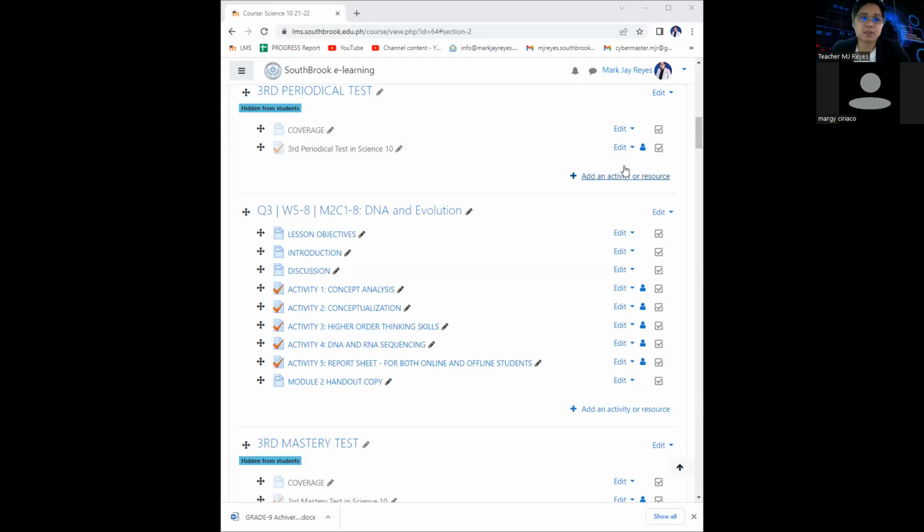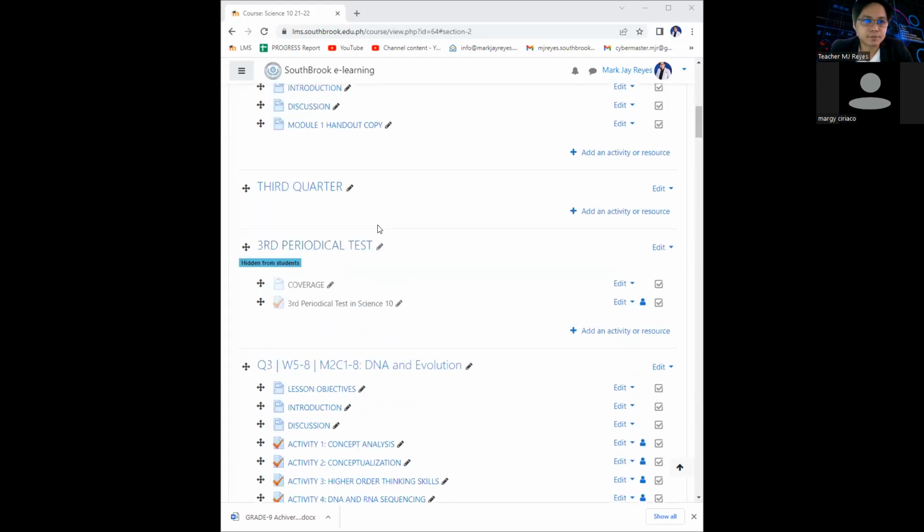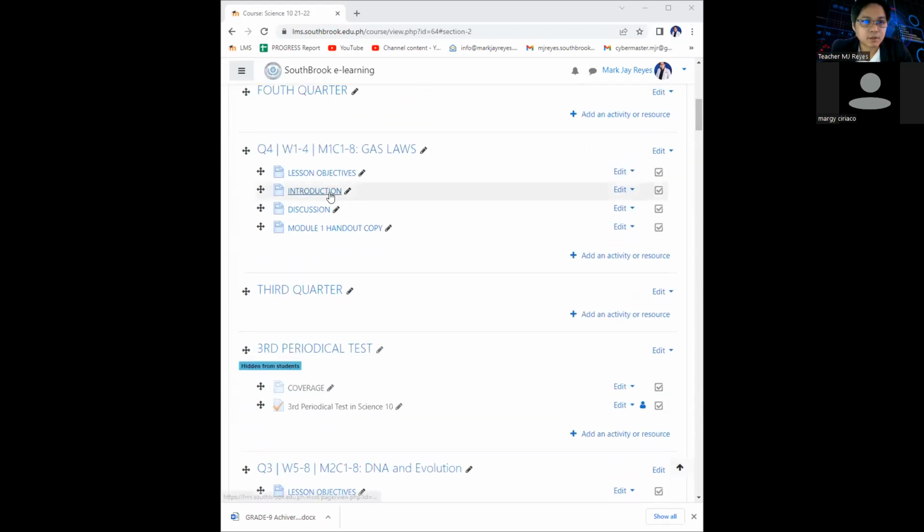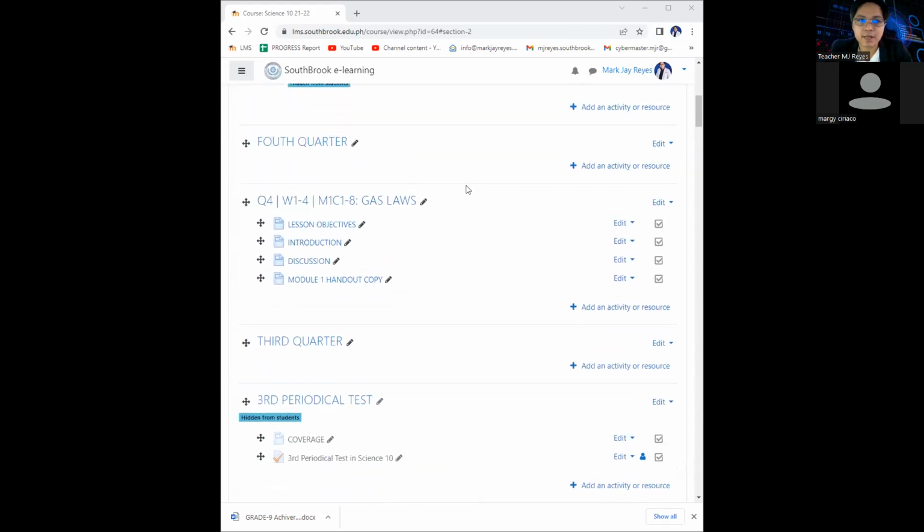Let's move now to fourth quarter, Module 1, weeks 1 to 4, right? So to begin with, this is actually gas laws. In gas laws, this is how we compensate the concepts of gases, how these gases affect us and how these gases are maximized for our use, right? Let's take a look at this one.